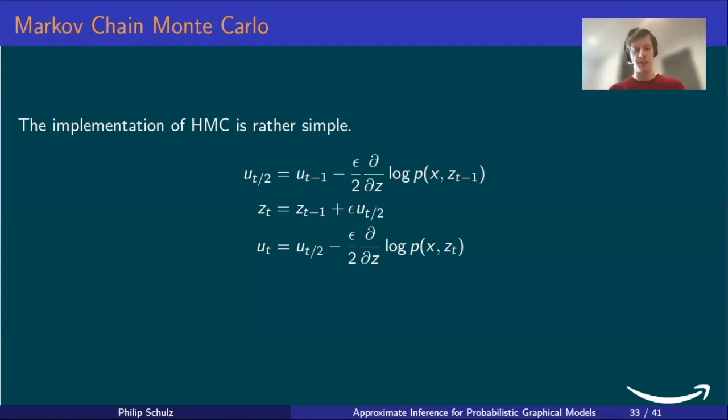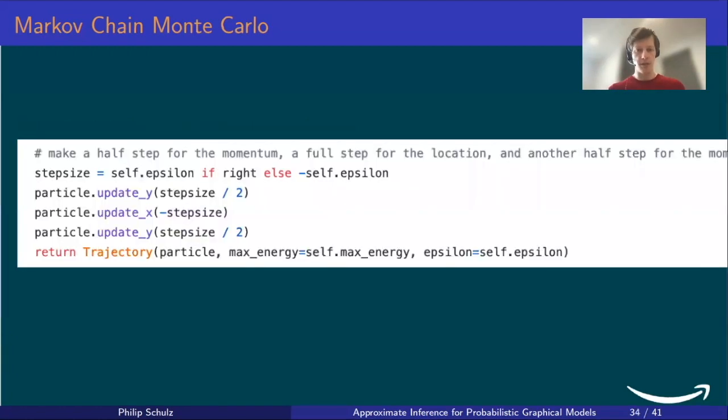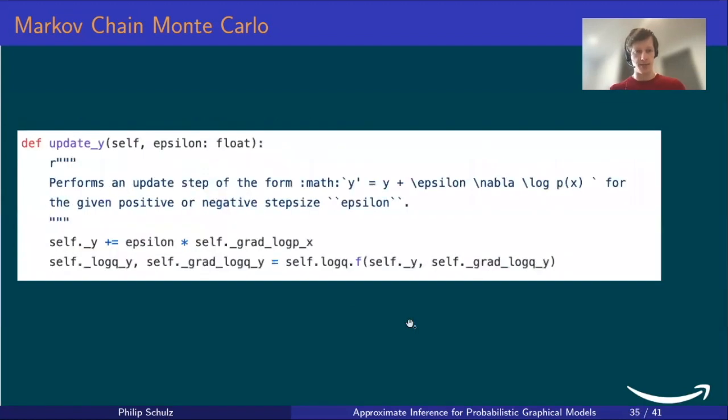It means we'll have to take a couple more steps, but at least we'll get higher accuracy in the sample Z that we're producing, which again means we'll get a higher acceptance rate. So let me show you how this can be implemented in Python. So we have the step size epsilon, and then it's really just update y. So y is our u, update x, which is our z, and update y again, which is our u again. And that's already it. And how do we update y, or rather u?